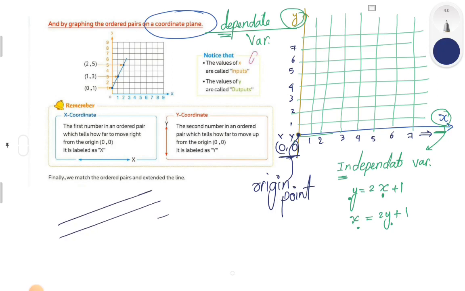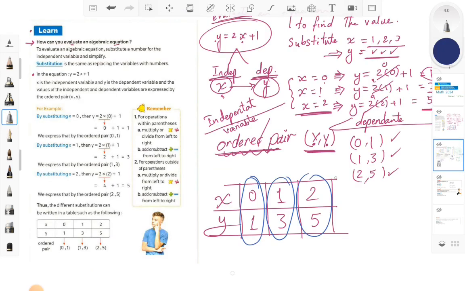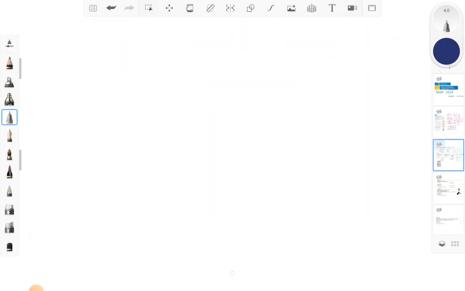Now we draw a table with x and y. We have three values of x: 0, 1, 2, right? When we put x as 0, y equals 1. When x equals 1, I find the value of y equals what? Equals 3. And 2 with what? With 5. Right? This one. Okay?